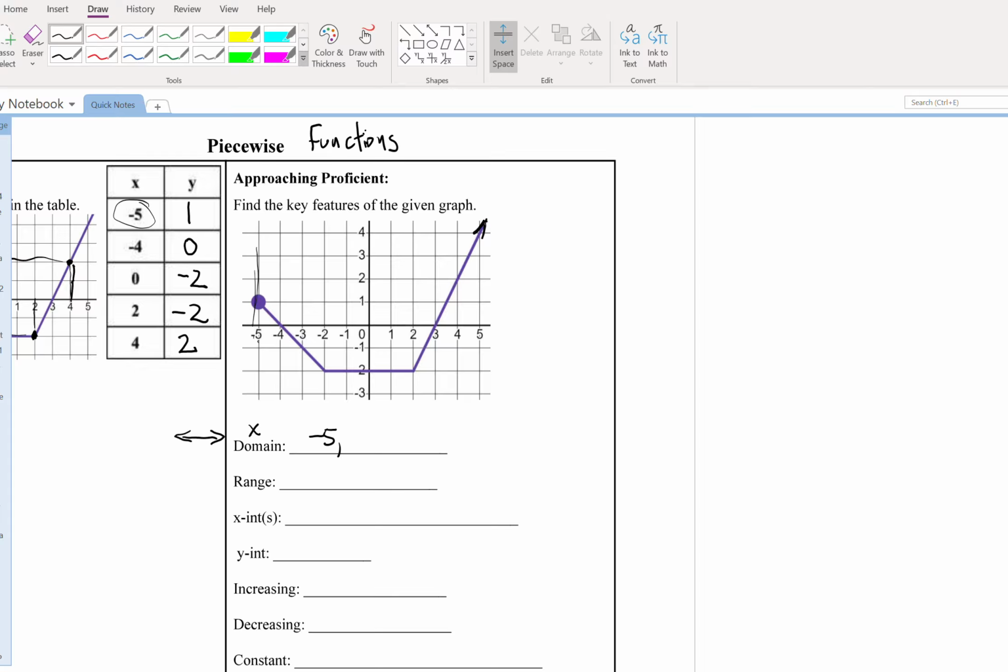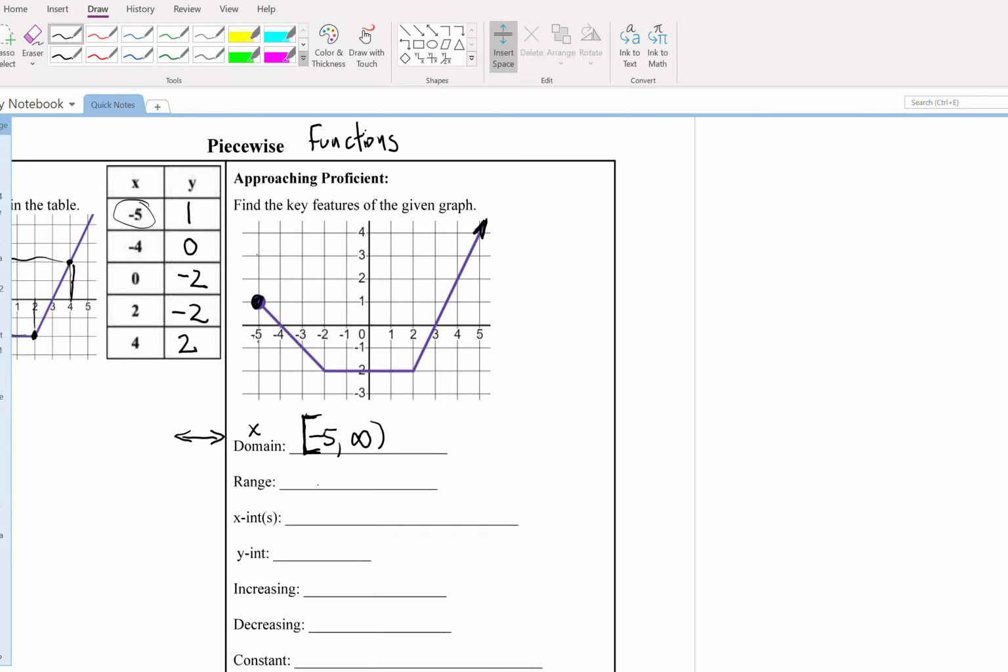So I'm going to just draw an arrow, which means it does not only continue up, it's also continuing to the right. And so on the right, it goes towards positive infinity. This filled in dot there means that -5 is included, so we use a bracket. If it was an open circle, we'd use parentheses.